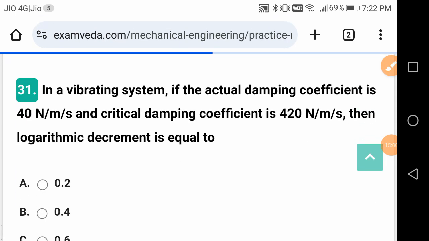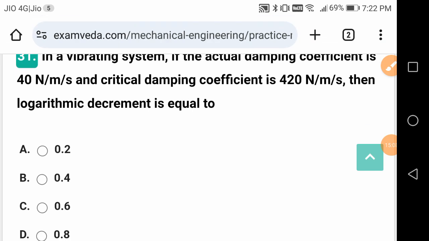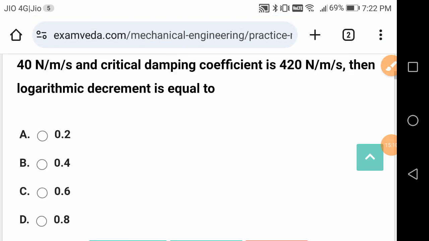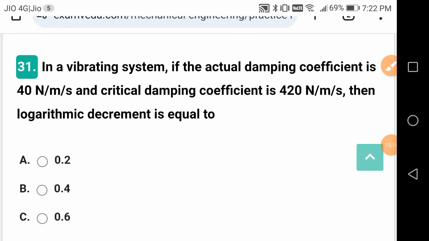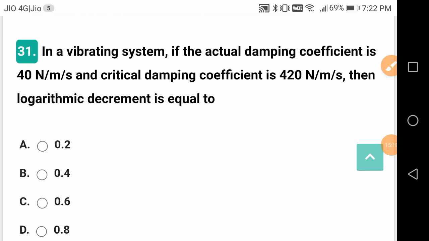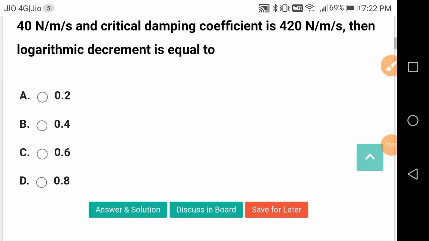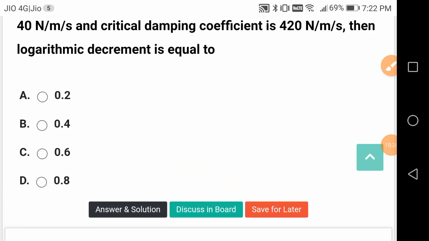In a vibrating system, if the actual damping coefficient is 40 Newton per meter per second and the critical damping coefficient is 420 Newton per meter per second, then the logarithmic decrement is equal to, there is some relationship between these two parameters, logarithmic decrement and the amplitude ratio. So you have to apply the logarithms and get the answer. So after doing that, you are going to get the answer, 0.6.